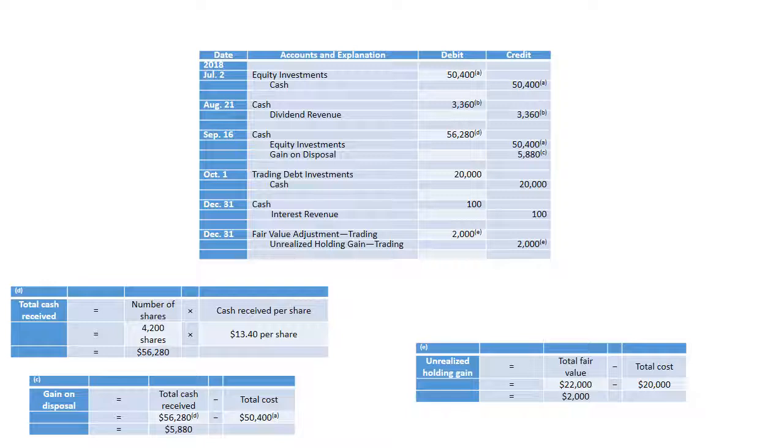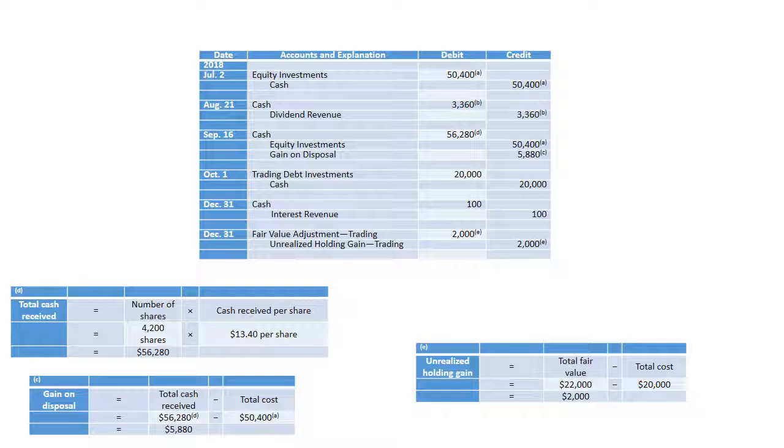Let's look at October 1st. Now instead of the company buying stock, they purchase a bond. They purchased a Violet bond for $20,000 at face value, or at $20,000. Jetway classifies the investment as a trading and short-term investment, so they're only going to hold this bond for a short period of time. They'll debit trading investments $20,000, credit cash $20,000.